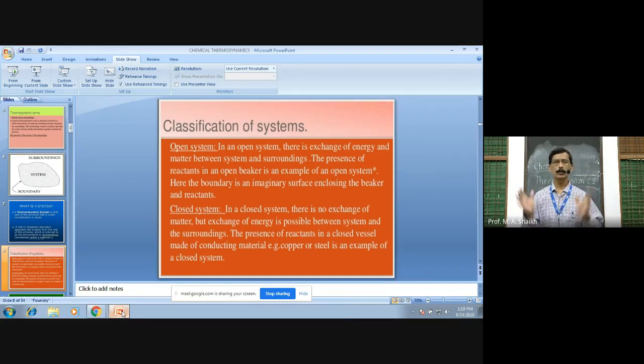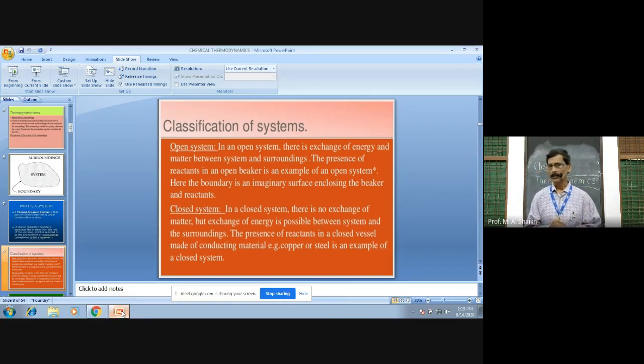जो चीज स्पेस ऑक्युपाई करती है, जिसको मास होता है, वो यानी मैटर. For example, water vapor is matter. Why? Because water vapor occupies space and it has mass. So on the basis of exchange of energy and matter, systems are classified into three types: open system, closed system, and isolated system.